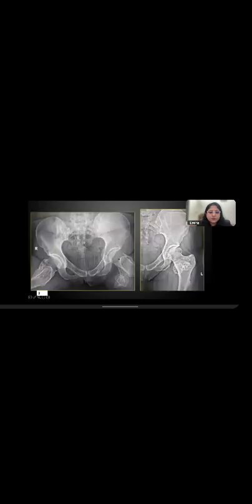Let's go to case 2. What do you think of this radiograph? Okay, where is the lesion? What you can do, all of you, when you are answering in the chat box, you can write 2 and then answer so that I can understand that we are talking about case number 2. Okay, great. So you write 2 and then you write your answer.